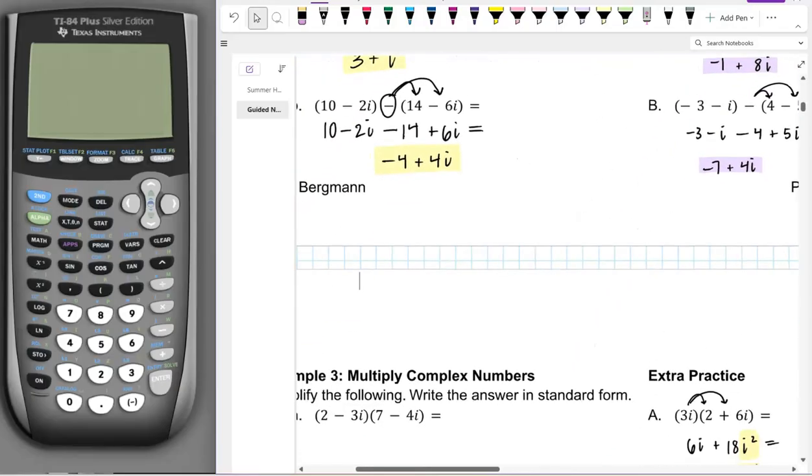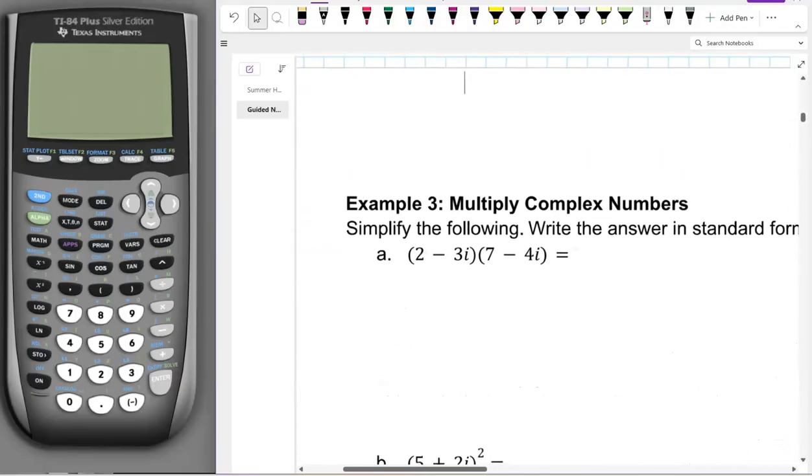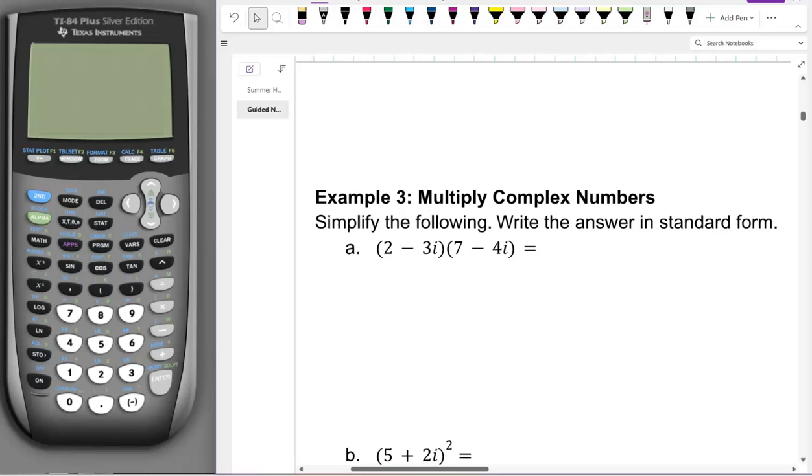And then we'll move on to the next page, multiplying complex numbers. When you're multiplying complex numbers, you're going to distribute where necessary. For example, if we're multiplying this complex number by this complex number, we have to distribute both the real number, the 2, and we have to distribute the imaginary number, the negative 3i.